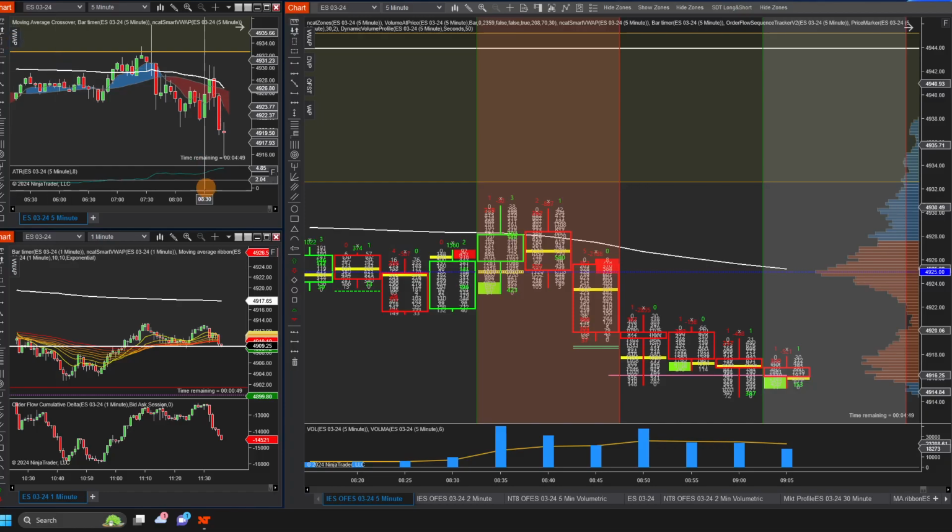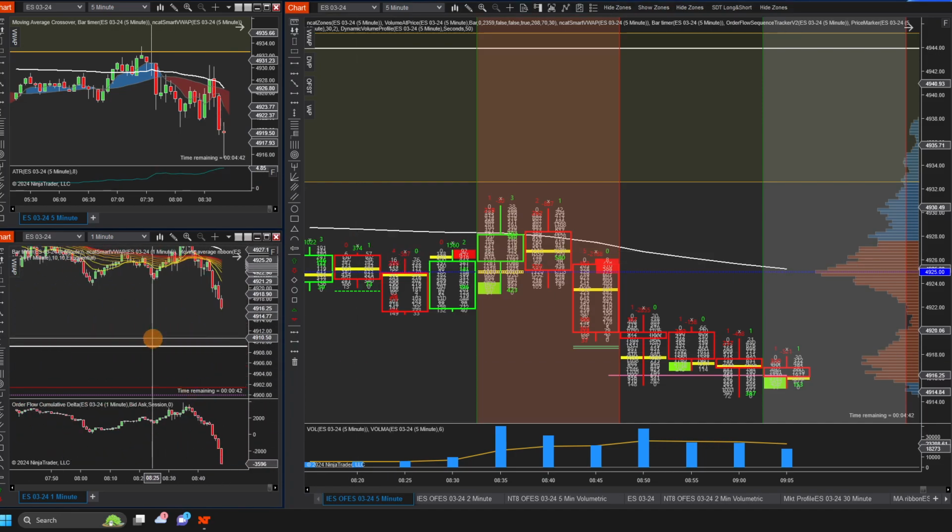So how do you tell the difference between a pullback and a rotation? Okay, so a couple different things you can do to look at that specifically. Let's look at this one here this morning, just off the open. We have a couple different things as you're looking at this 8:30 candle bar here. Is this a pullback or is this a rotation?